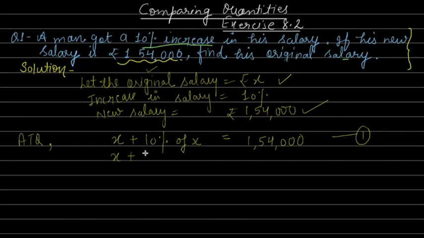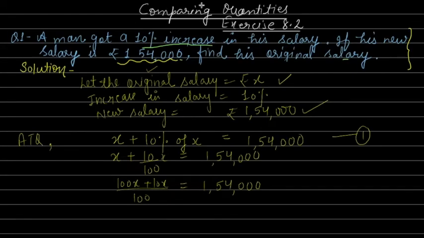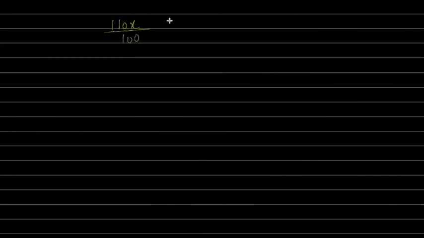So this can be X plus 10 upon 100 X will be equal to 1,54,000. Now how much will it be? If you take the LCM, 100 will be the LCM here. So this becomes 100x plus 10x upon 100 equals 1,54,000. So this gives you 110x upon 100 equals 1,54,000. Now let's do cross multiplication.